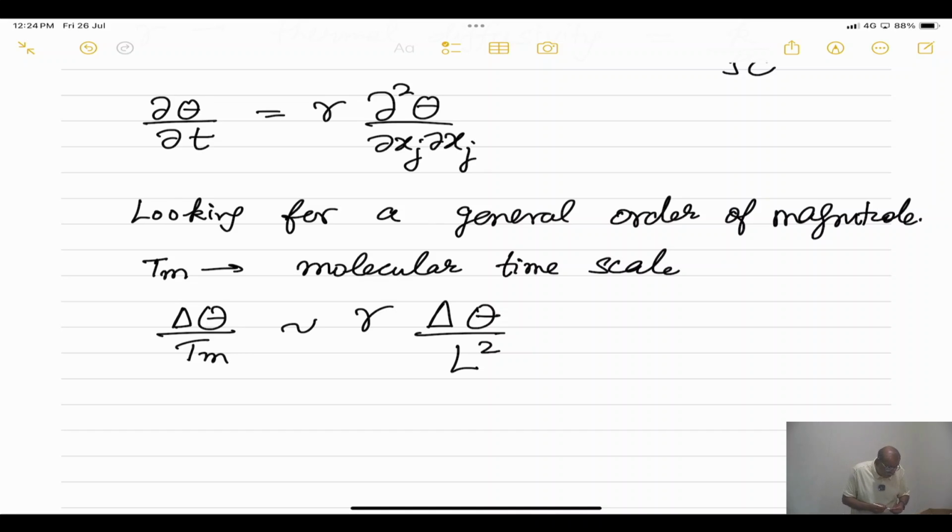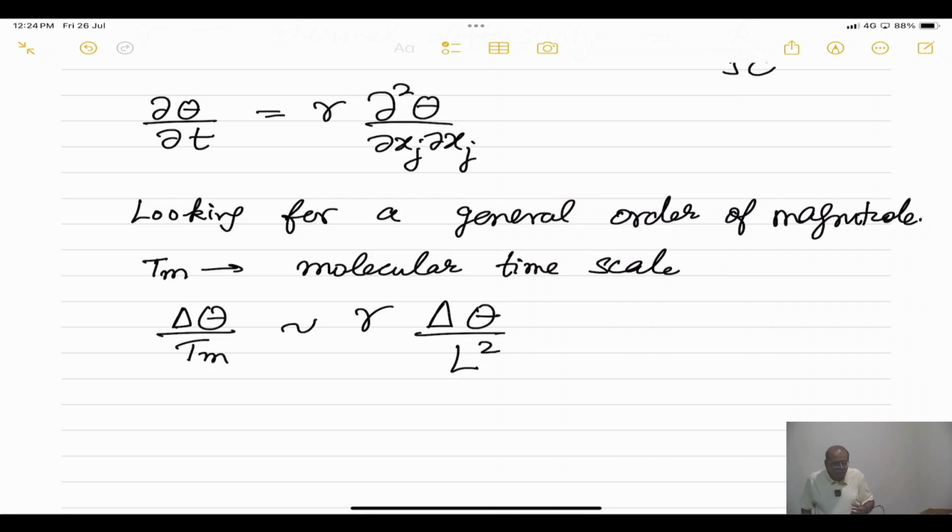This is the molecular time scale, meaning the time scale associated with this gamma when there is no turbulence. Right now we are not assuming any turbulent flow, it's just conductivity which is taking place. So, you could think of the molecular time scale as associated with just pure thermal conductivity.